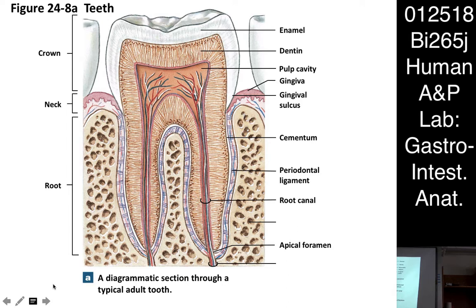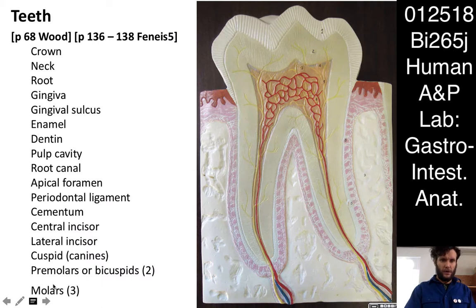Situated. Then at the end of the root, there's what's called the apical foramen. It's the exit point for the neurovascular bundle of the tooth. Okay, so that's what a tooth looks like. Cool. So, yeah, the stuff on the bottom, incisor, cuspid, premolar, bicuspid, don't worry about that.